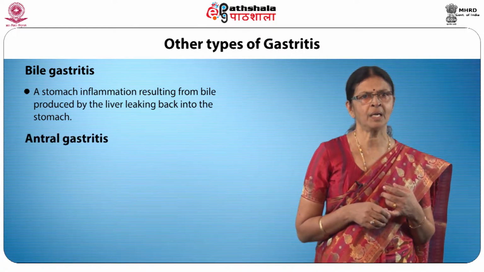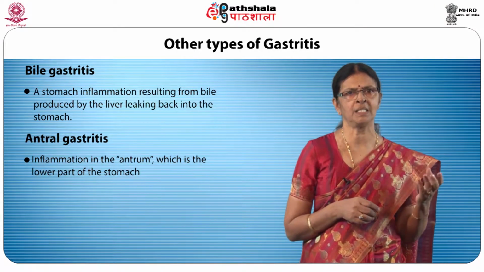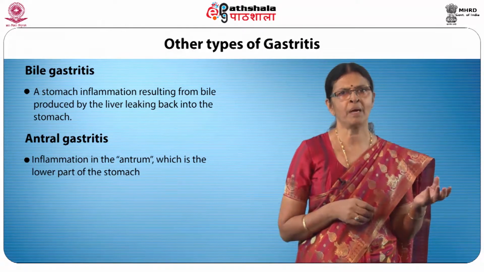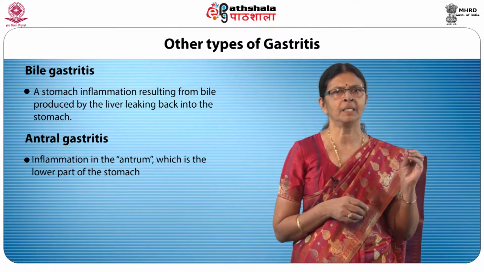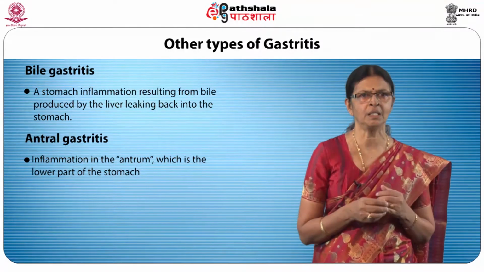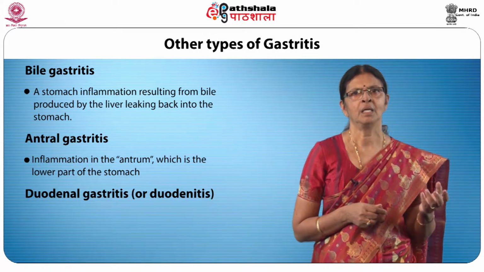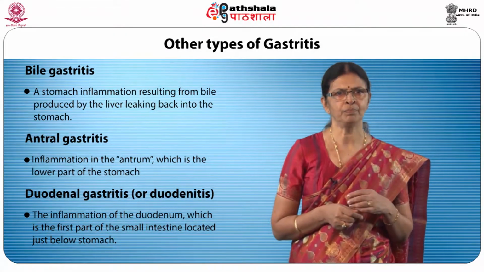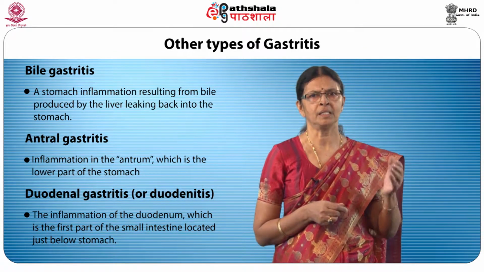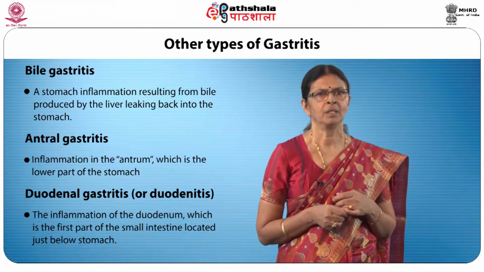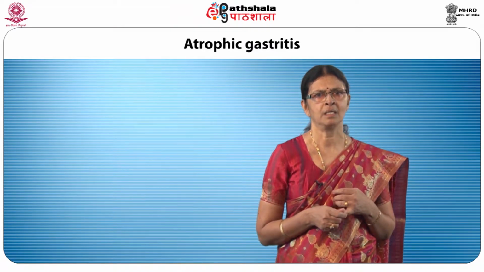Next, antral gastritis. It is the inflammation which takes place in the antrum at the lower part of the stomach, that is the part that releases the contents of your stomach into the intestines. Next, duodenal gastritis. It is inflammation of the duodenum, which is the part of the small intestine located just below the stomach. Now we shall move on to atrophic gastritis.